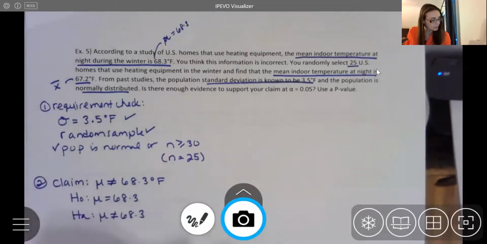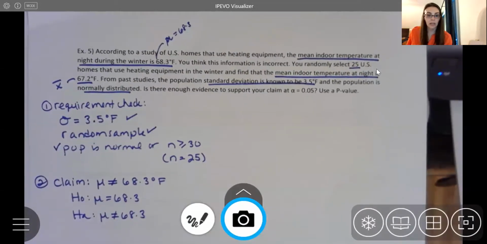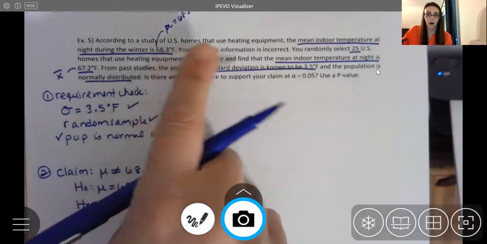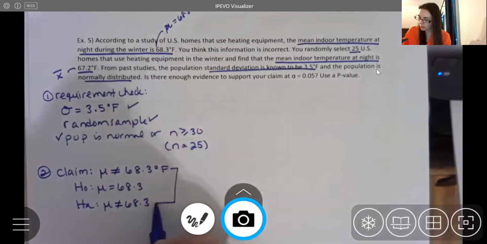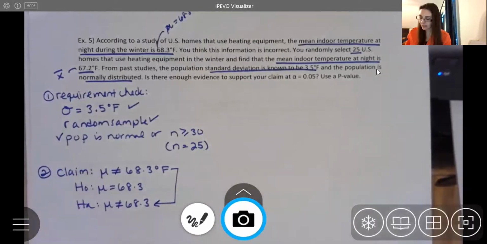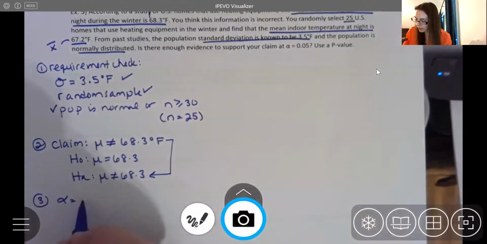Okay. So like I said, this one's a little tricky because it depends on who is leading this discussion. We're saying that, hey, we don't think this is right. So our claim is that this is wrong. This is not 68.3 degrees. So our claim is going to be, in this case, the alternative, and that it is not 68.3 degrees. Our alpha, we are told, is 0.05 here.